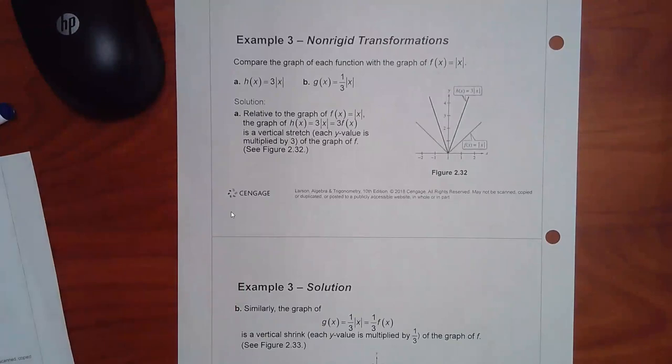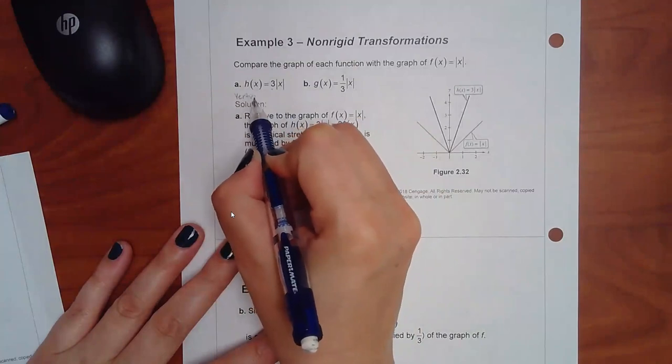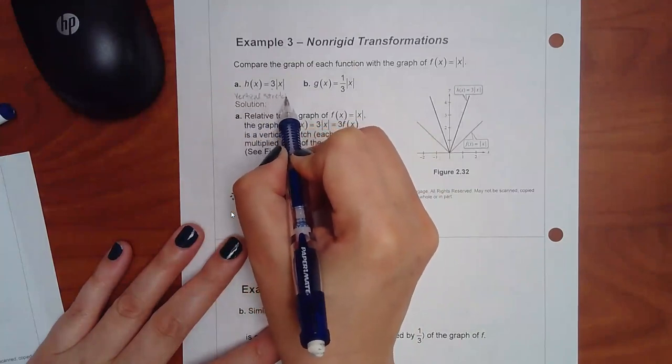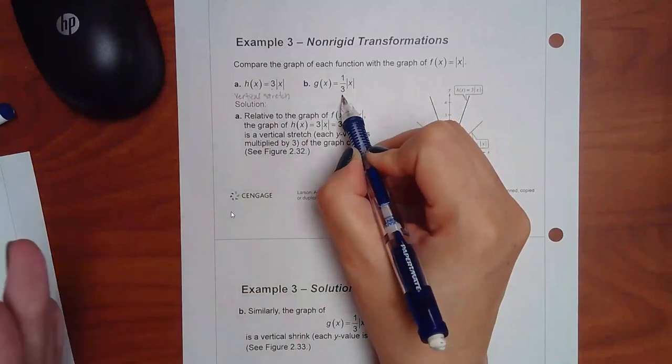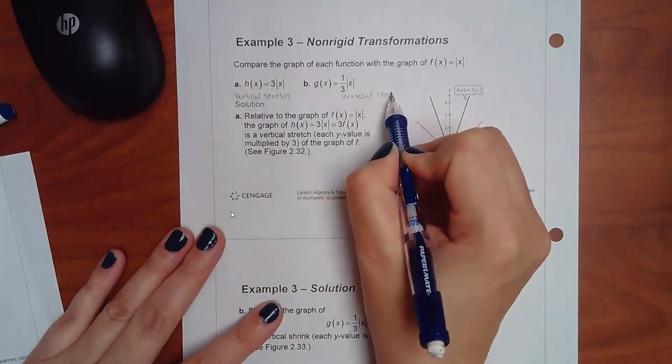Okay, so again, they're gonna try to point out the difference between having the 3 in the front or having 1/3 in the front, right? So both of these are going to be vertical happenings, whether it's a vertical stretch or a vertical shrink, but they're both gonna be vertical because the numbers are outside those bars. You see that? So both of these are gonna be vertical. And because this one is a 3, this one's actually gonna be a vertical stretch. And because this one's a 1/3 on the outside of the bars, this one's gonna be a vertical shrink.